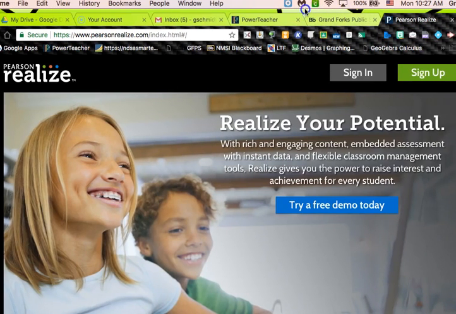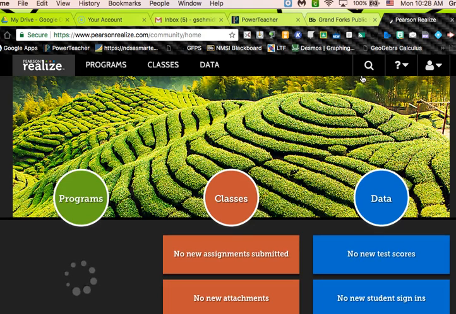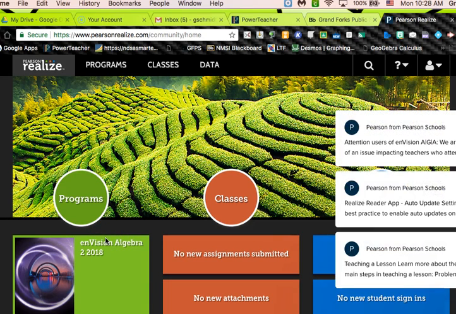So the sign-in page should look like this. Please do not Google Pearson and then just go to one of the hits. That was really the only issue we were having second hour, so go to that website. Don't just Google it and pick the top one without reading to make sure you're at the right website. And then remember, your sign-in is going to be your Google login without the @mygfschools and then your Google password. So it is Google without.